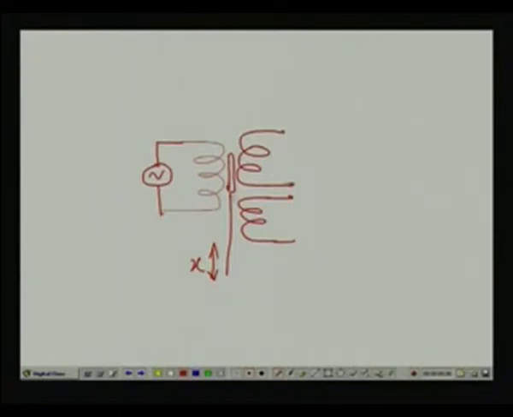of our LVDT. Now, if I move this core up and down, there will be a change in linkage. If I put this core up, there is more linkage between primary and secondary. If I put it down, there is more linkage between primary and this other secondary, right. So, the two voltages will be different. Now, if I connect this in series opposition like this, the output voltage will be a function of the displacement x.